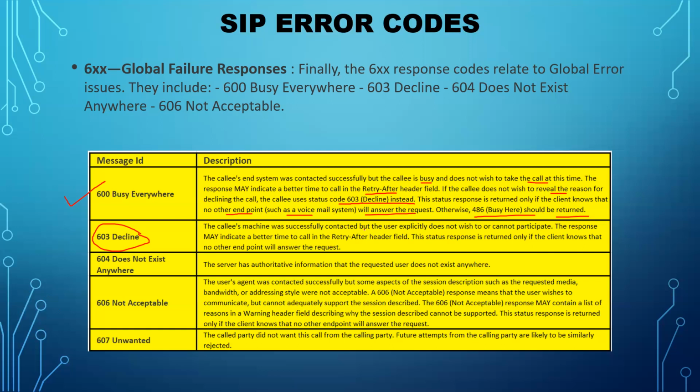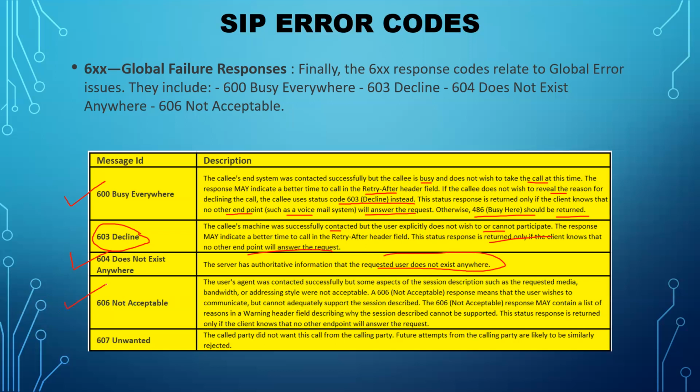603 decline, you already know, is used if the callee doesn't want to tell you why they are busy. Let's read it out. The callee's machine was contacted successfully, but the user doesn't wish or cannot participate. The response may indicate a better time. This status response is returned only if the client knows that no other endpoint will answer the request. 604 doesn't exist anywhere: the server has authoritative information that the requested user does not exist anywhere. Then you will get 604 doesn't exist anywhere.